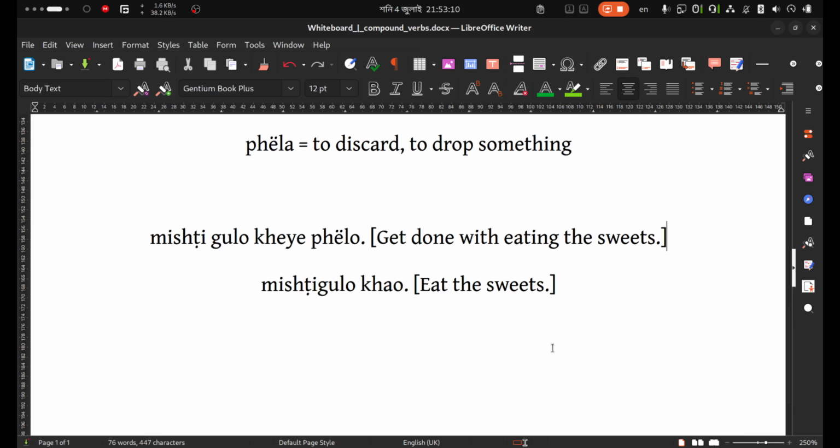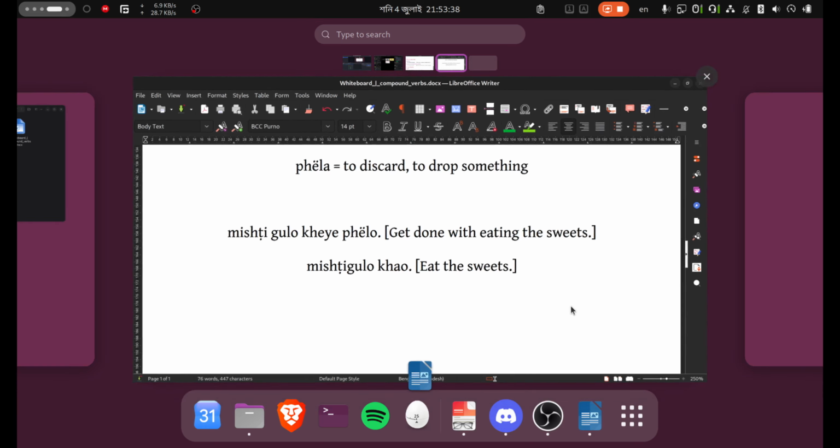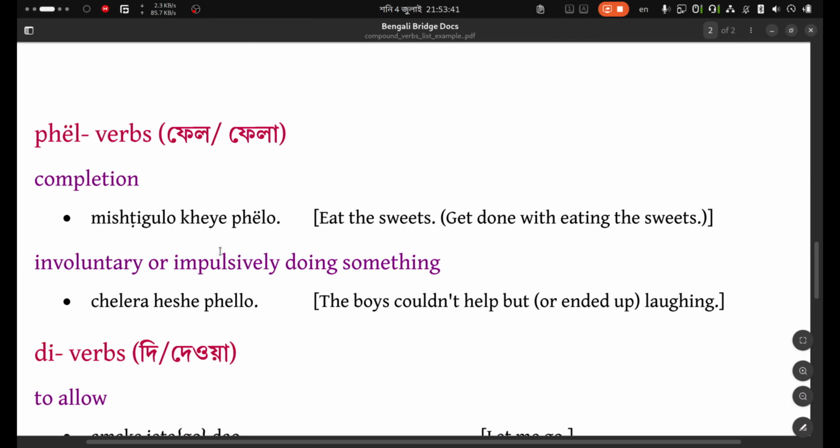So it would mean something like, eat the sweets, be free, and come to me. Simply that means complete that job. Maybe there is something else I want you to do after that. So the focus is on completion of the work. So that was one type of meaning or nuance.